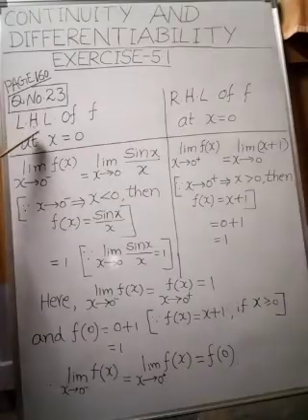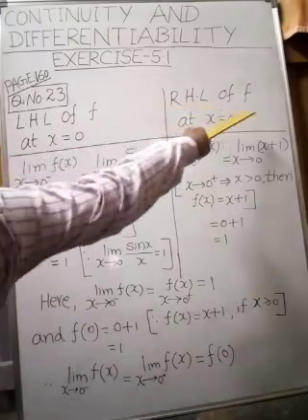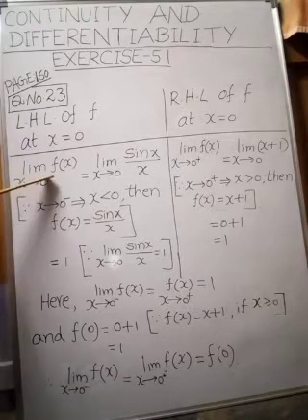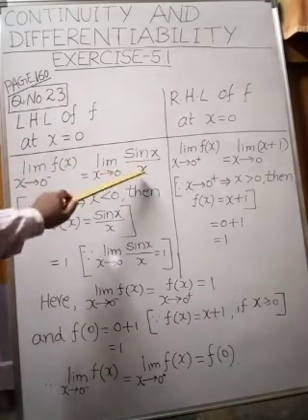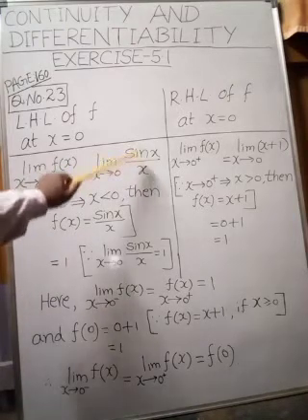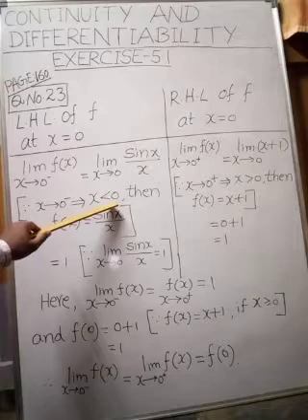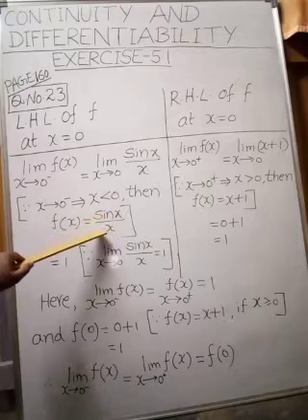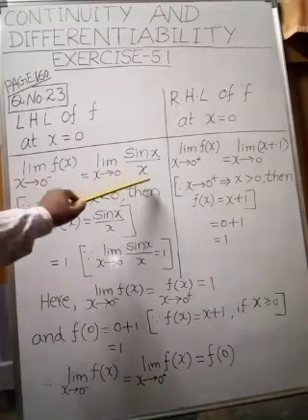Now we are going to find the left hand limit of f at x is equal to 0 and the right hand limit of f at x is equal to 0. As x tends to 0 minus, limit f of x is equal to, as x tends to 0, limit sin x by x. In the place of f of x, I wrote sin x by x, because as x tends to 0 minus, x values are less than 0, and then f of x is defined as sin x by x. Understood this step, my dear children?